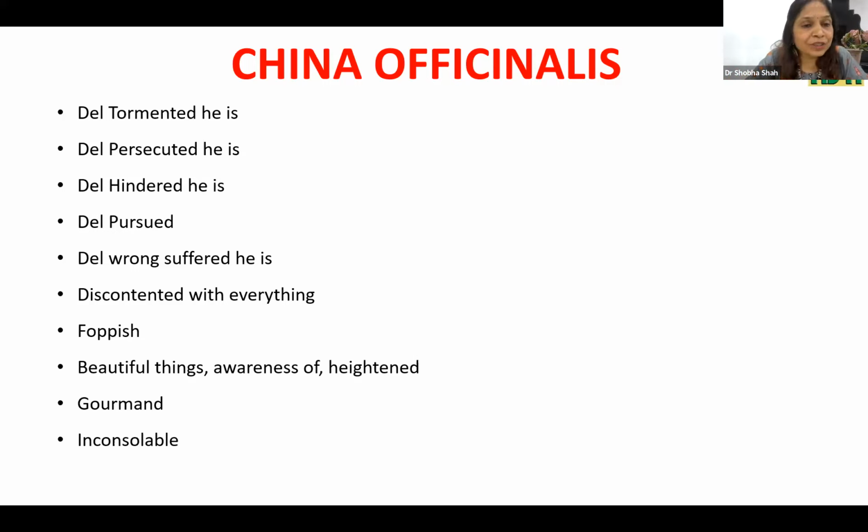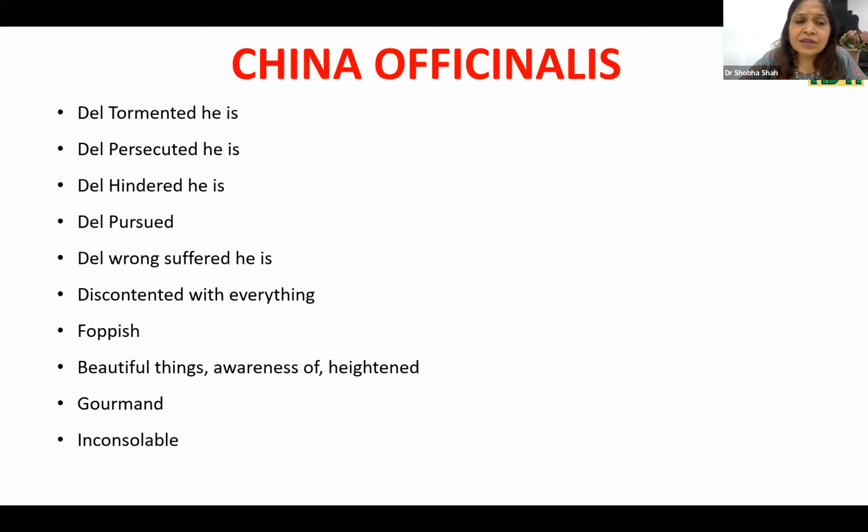Discontented with everything, foppish, heightened awareness of beautiful things. This is also another rubric which is nearer to foppish, which is seen in China. Also, China is a gourmand. He is a foodie. He loves to eat food. He loves to experience. In China, there is a rubric, full of desires. A lot of desires. And that is why they want to try all the food also.